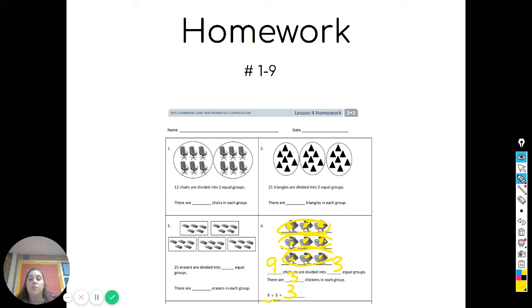Okay, so that's what you're doing. You're just using the picture to figure out the total, the number of groups, and the size of the group, and filling in those blanks, okay? Remember, if you need to mute the tab or close the call while you are working, you may do so. If you have any questions, make sure you stay here and ask them.